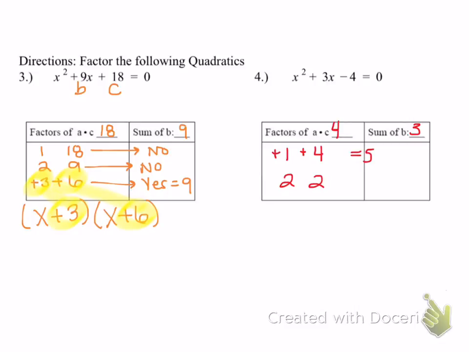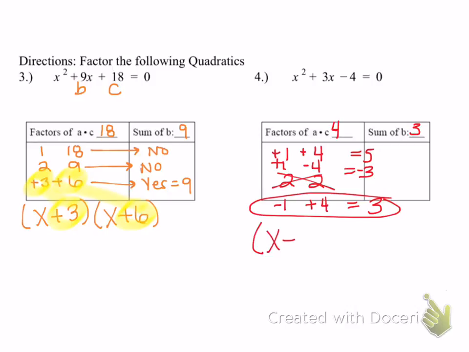Well, what if we had 1 and 4, but the 4 was negative, but the 1 was positive? Well, we'd see that would get us a negative 3, so that's not quite. But what if we had a negative 1 and a positive 4? That would get us that positive 3 that we're looking for. So here's our two factors. We know 2 and 2 is not going to work. So our factors here are x minus 1, x plus 4.